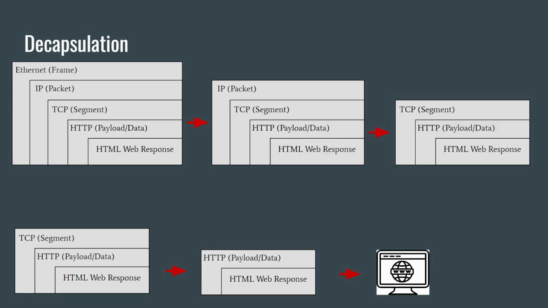The TCP segment would reach layer 4, make sure that this data is in the order that it is supposed to be in, in which case it would then remove that segment and send the HTTP payload data up to layer 7. Once the payload reaches layer 7, the web browser will then take that data and produce the web response in the browser.